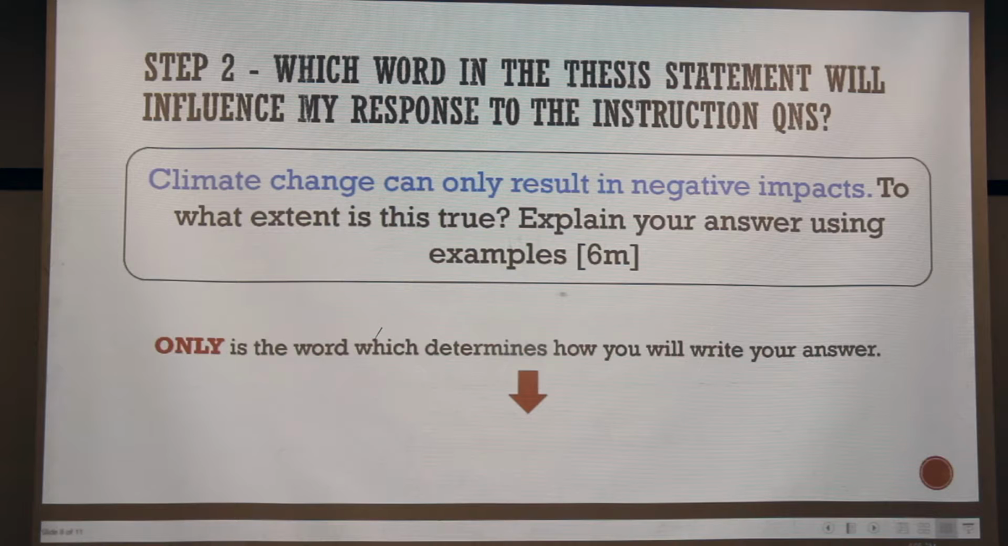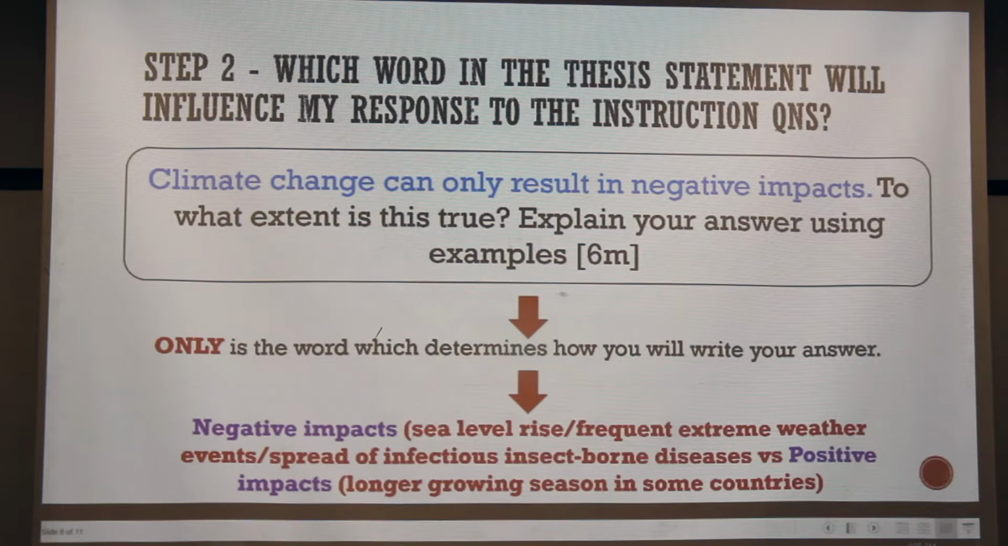You cannot just write about negative impacts. If you write about negative impacts, the maximum marks that you will get is 3 out of 6. So in order to address this question well, you need to identify that "only" is a keyword here in the thesis statement. And like what I said, you need to write about both positive and negative. A balanced answer, very good.